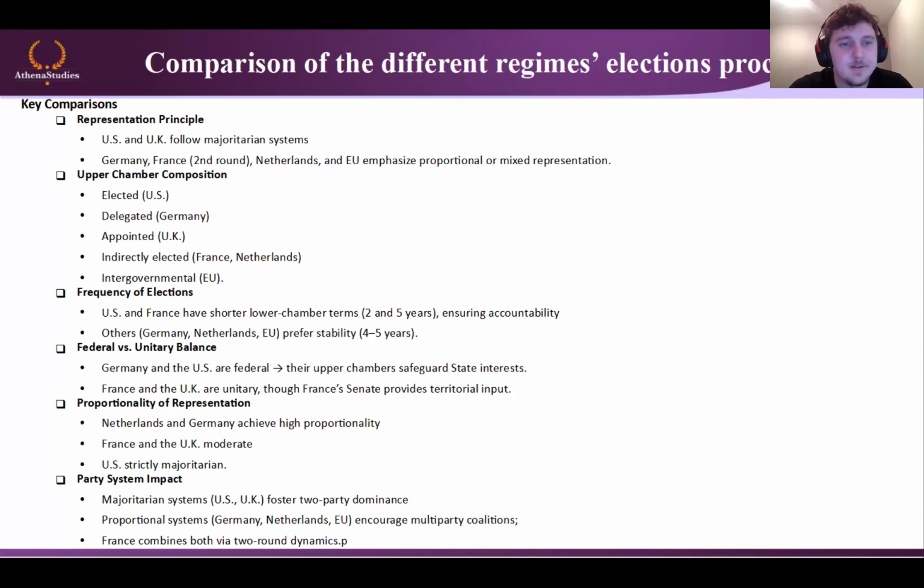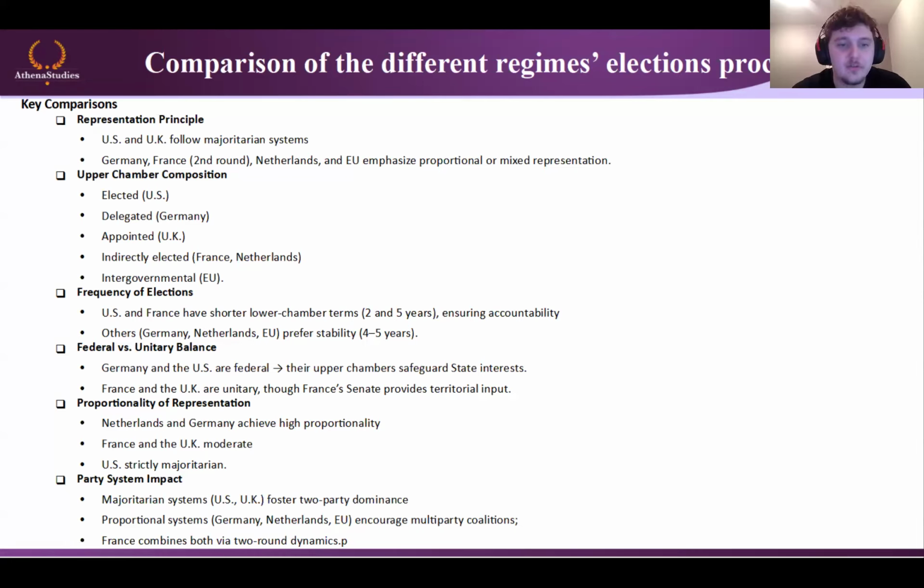Representation principle: the US and the UK follow majoritarian systems. Germany and France, second round; there's only the second round in France. The Netherlands and the EU emphasize proportional or mixed representation. Upper chamber composition: it's elected for the US, delegated for Germany, appointed in the UK, indirectly elected in France and the Netherlands, and intergovernmental in the EU. For the frequency of elections, the US and France have shorter lower chamber terms to ensure accountability, while others prefer stability, like Germany, the Netherlands, and the EU.